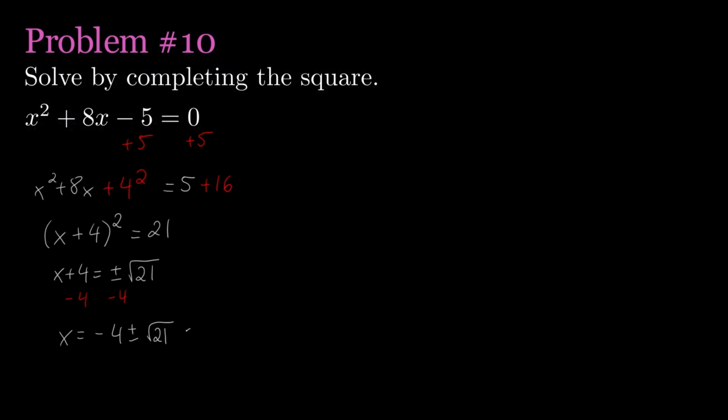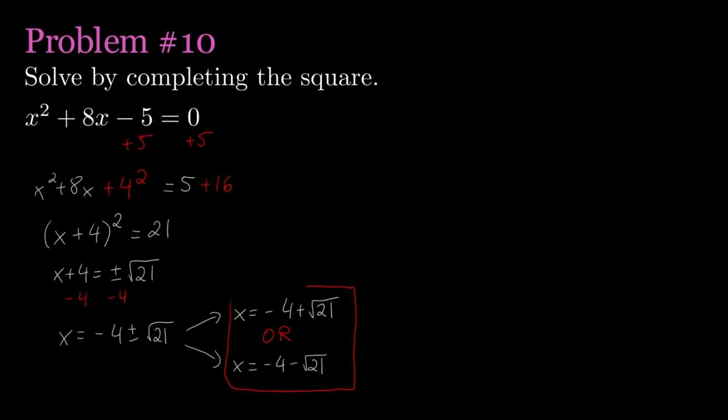And we can, as always, split it into the two solutions, one with plus, one with minus. So we're going to get x equals negative 4 plus the square root of 21, or x equals negative 4 minus the square root of 21. Always put "or" between them, and those are our two solutions.